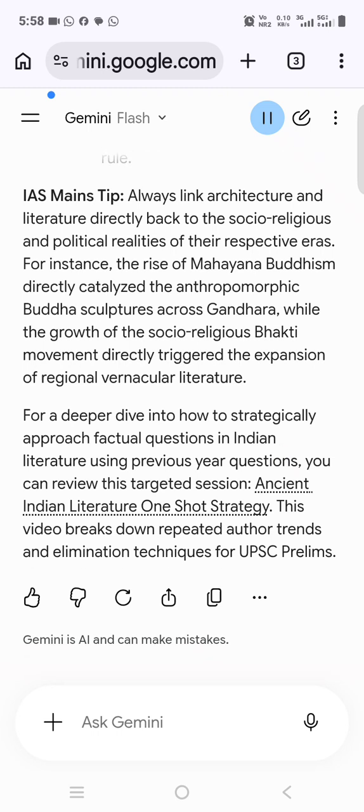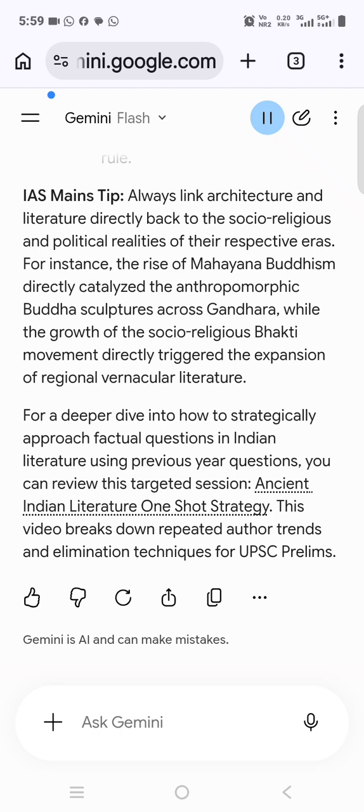The print renaissance and nationalism. The 19th century introduction of the printing press catalyzed prose writing across vernacular languages. Literature transformed into a weapon against colonial exploitation. Key highlights: Bankim Chandra Chattopadhyay penned Anandamath, housing the national song Vande Mataram. Rabindranath Tagore blended traditional themes with modern lyricism, winning the Nobel Prize for Gitanjali in 1913.